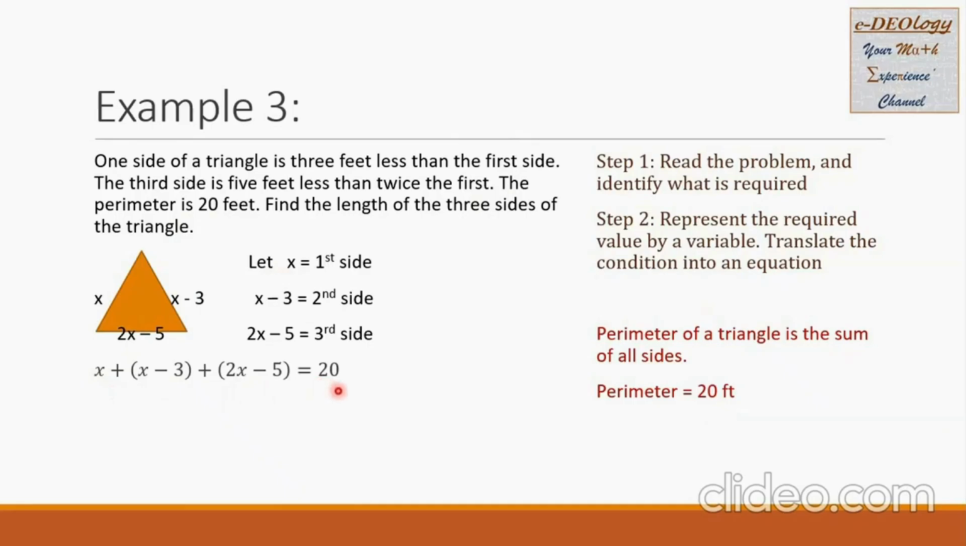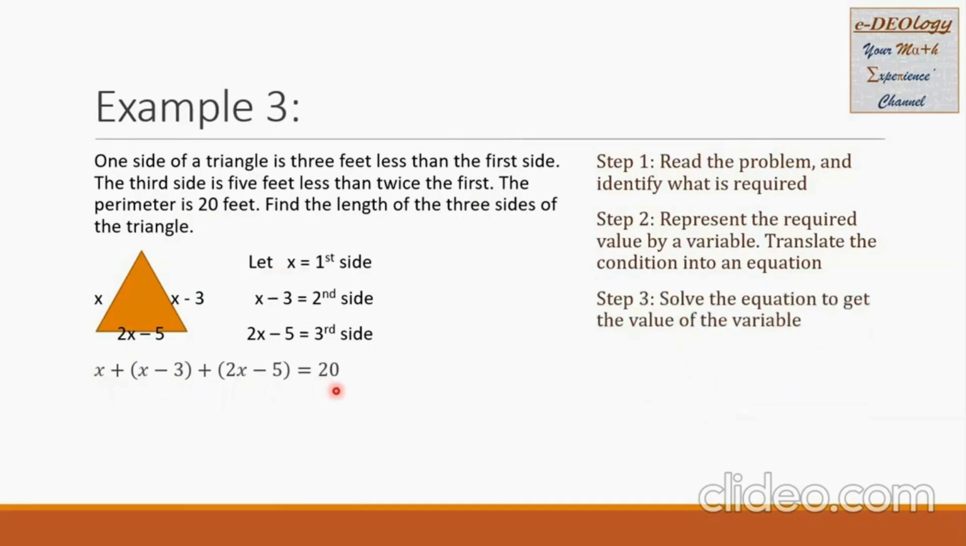That is the perimeter. So step 3, let us solve the equation to get the value of the variable. First, we will remove the grouping symbol. Both grouping symbols are preceded by a plus sign. We can remove it right away. So it's now like this. And then we are going to combine the variables, also combine the constants.